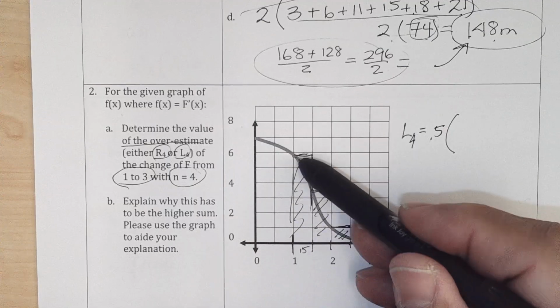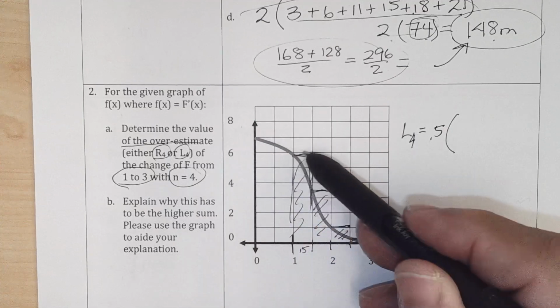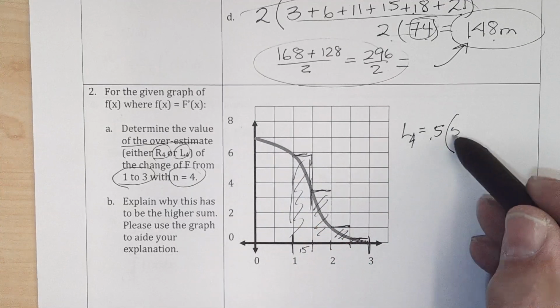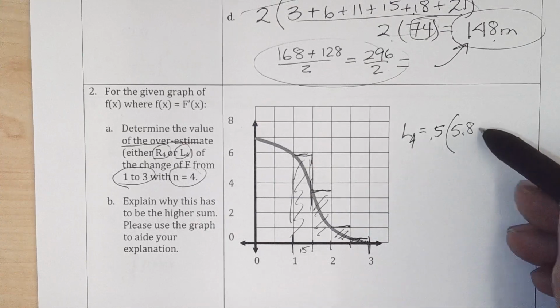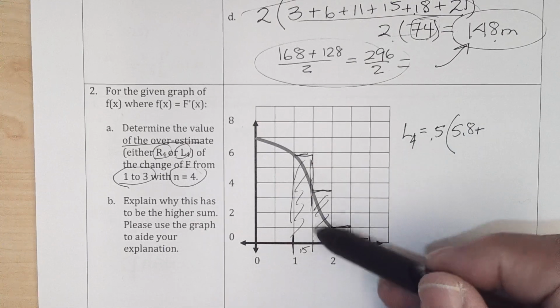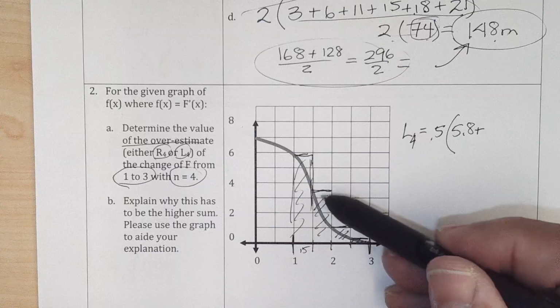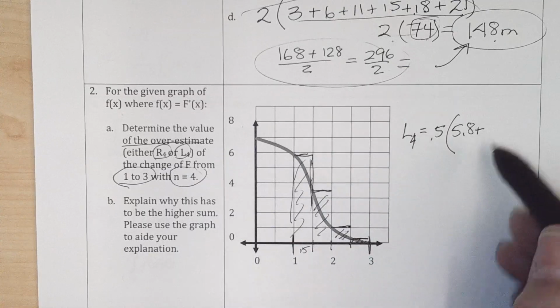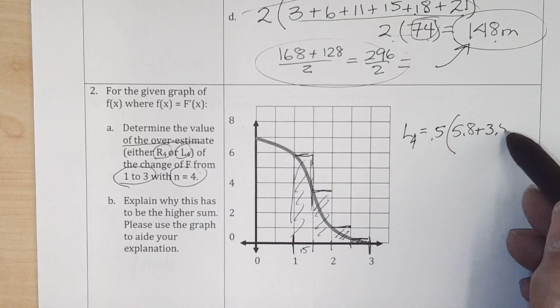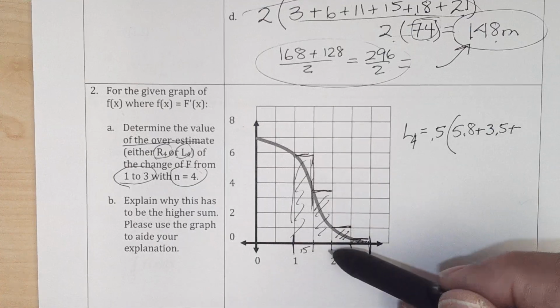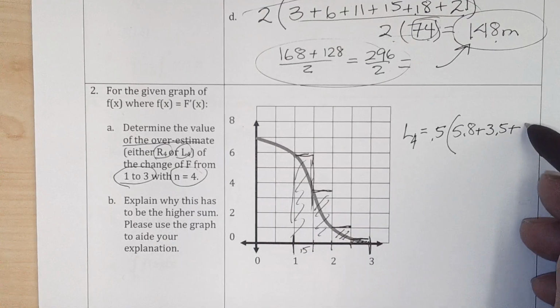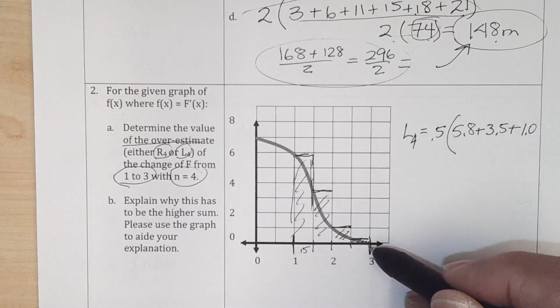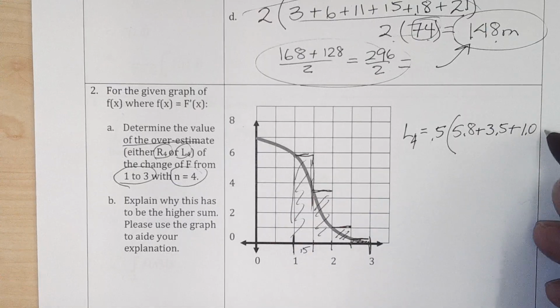The height of the first one is just shy of 6. I'll call it 5.8. The second bar is not 3, not 4, maybe 3.5. The next one looks like it's about 1. And the last one looks like it's about 0.3.